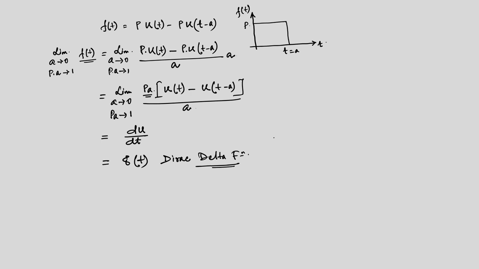How does it look like? Obviously, we will have a coordinate system t, and this is f of t, and because we have delta function which is at t equal to 0, because a tends to 0, that is the condition we have applied. So, we have the delta function defined at t equal to 0 and its magnitude is 1.